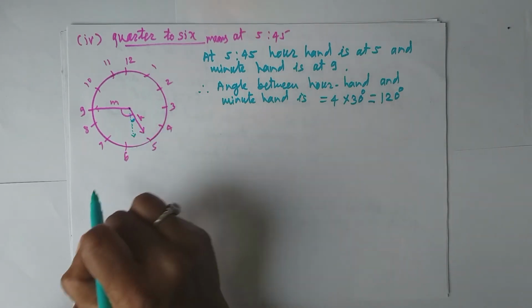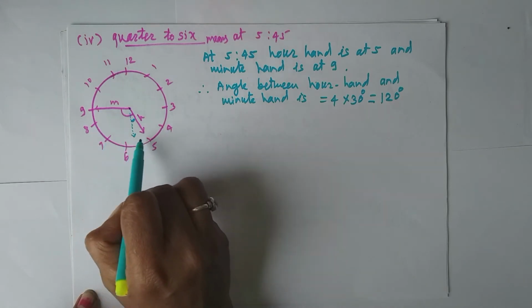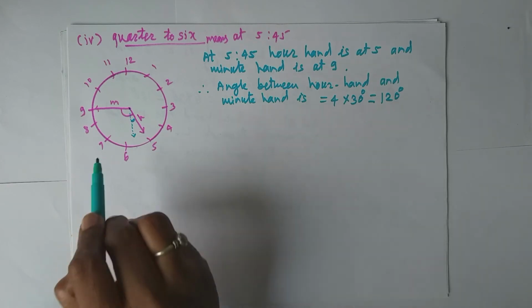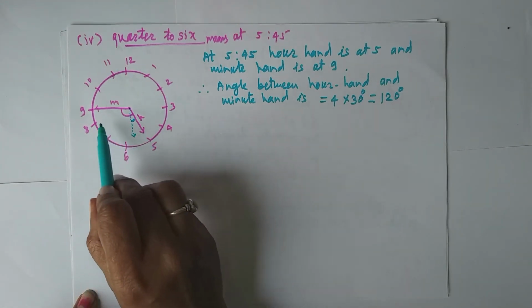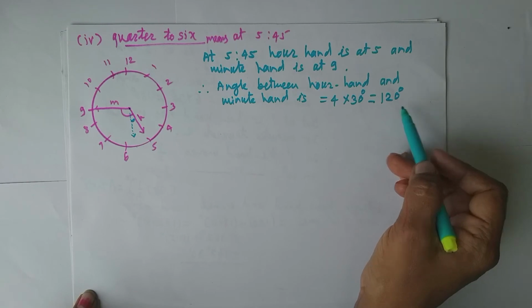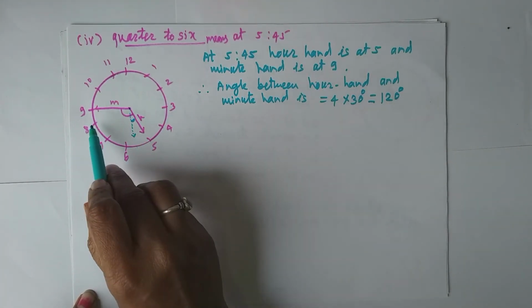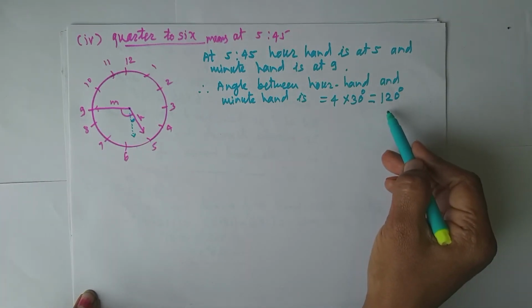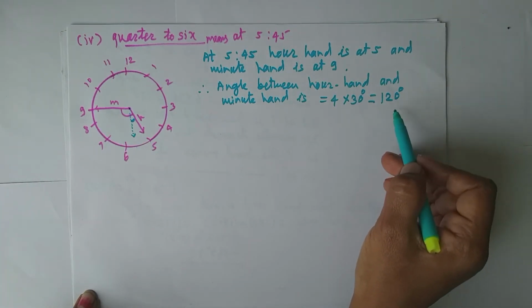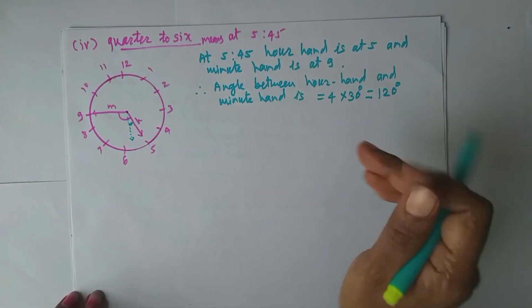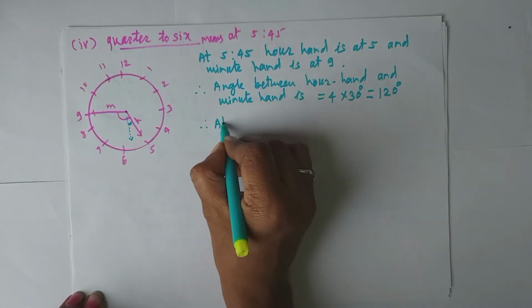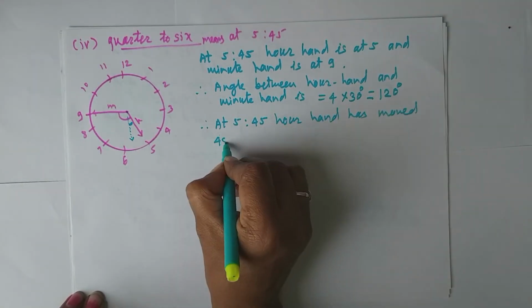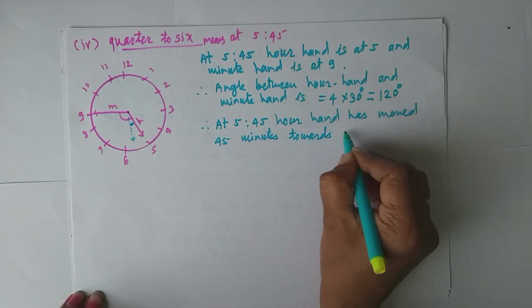Means I have to find the angle formed in 45 minutes and I have to subtract this from 120 degree, because angle between 5 and 9, that is between hour hand and minute hand, is not exactly 120 degree, that is slightly less than 120 degree. Okay, therefore you write down here at 5:45 hour hand has moved 45 minutes towards 6.